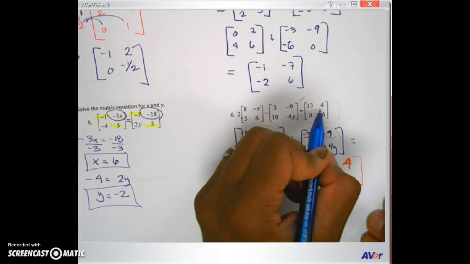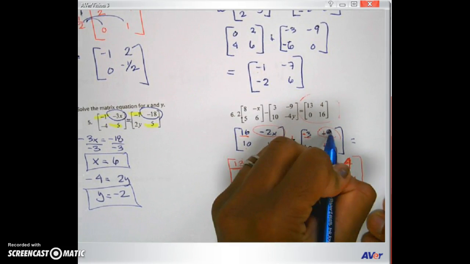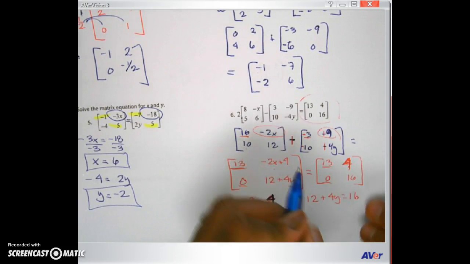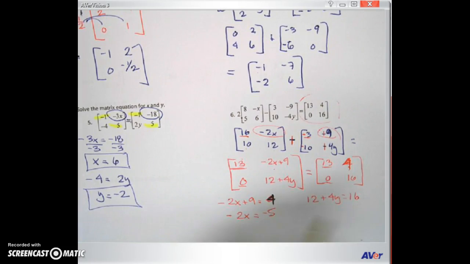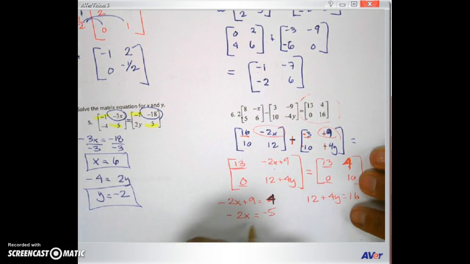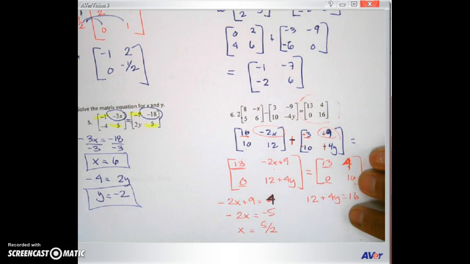No, I was right. I should have brought this down. I just lost my spot there. This was the 9 that I got confused for that one. So I get negative 5. And when I subtract 9 and subtract 9, x is equal to 5 over 2.